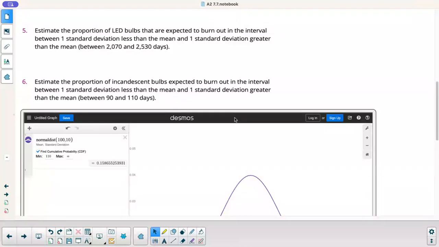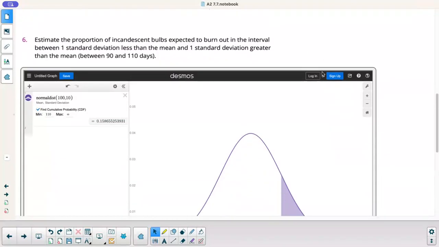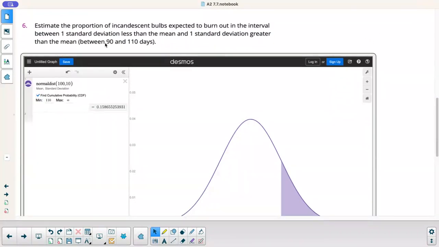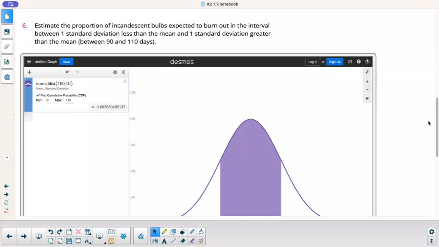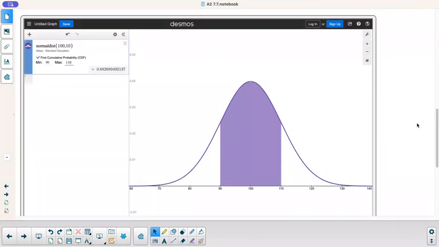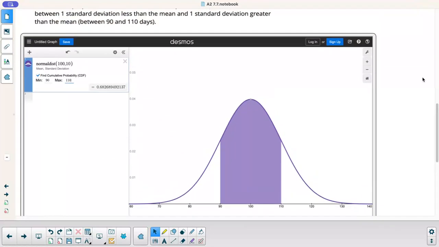And we scroll down to number 6. 1 standard deviation less and 1 standard deviation greater. So you just add 10 to 100 and subtract 10 from 100. So that's going to be from 90 to 110. There's your area right there. And it's 0.6823.